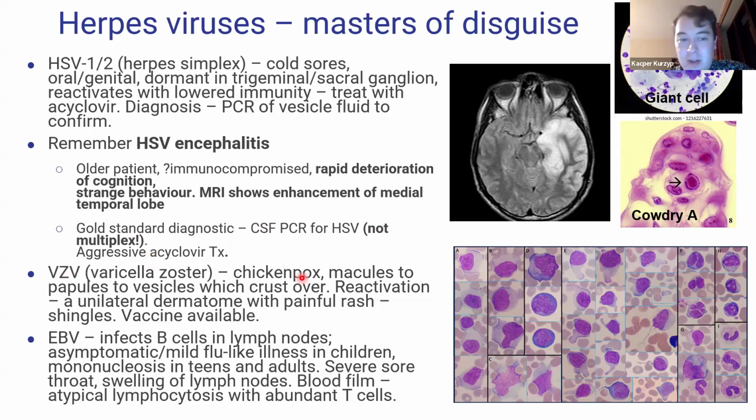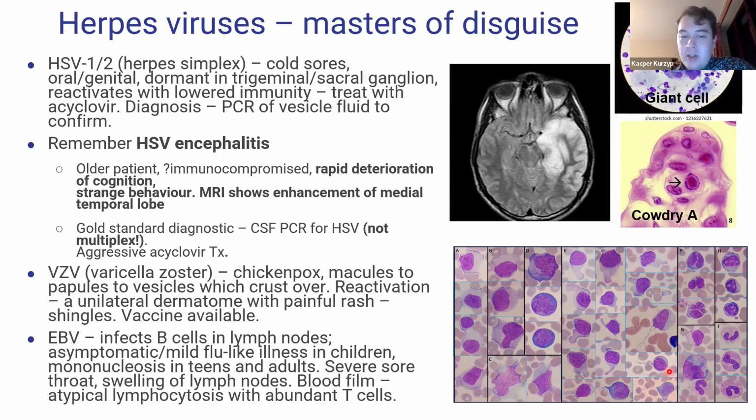You have your chickenpox, your varicella zoster. You have your macules to papules to vesicles. Essentially it starts with a rash, which goes into blisters and is crossed over. In older age, this can reactivate, which typically goes like a band in a single dermatome, known as shingles. It is very painful. However, there is a vaccine available, both for kids for the primary chickenpox and for adults who had chickenpox to boost their immunity to prevent from getting shingles.